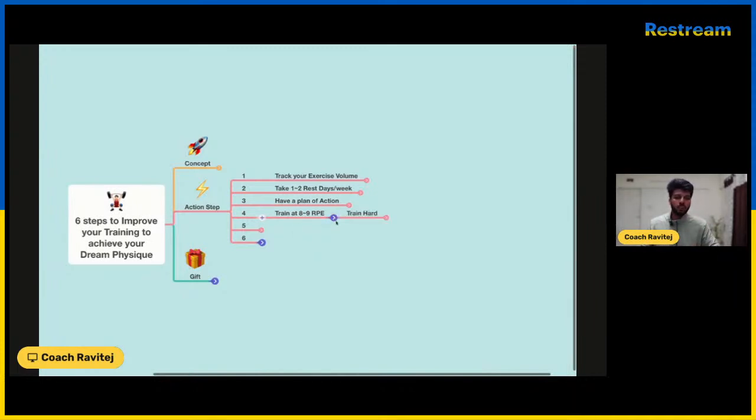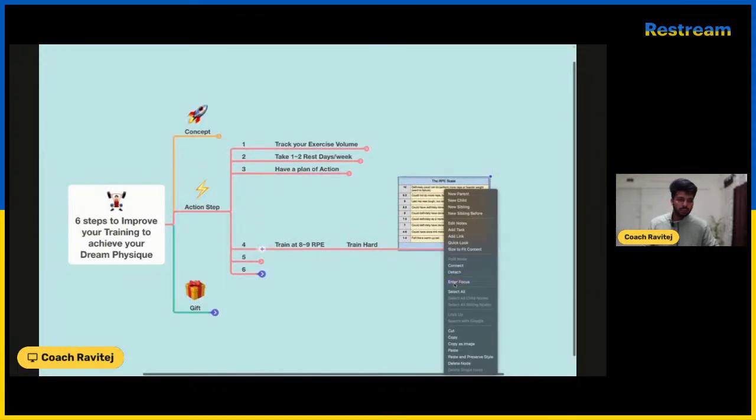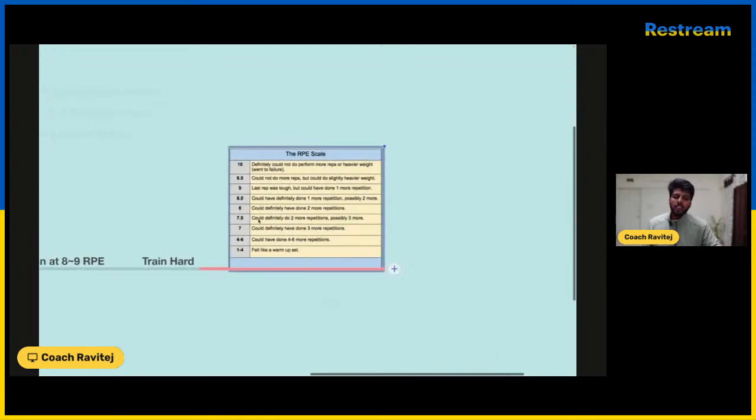So let's go here and look at it in a little more detail. I hope you can see this. You can see here from 1 to 4 feels like a warm up set. It's not a big deal. It's a very light set which you're doing. At 4 to 6, you could have done 4 to 6 more repetitions. However many repetitions you did, you can do 4 to 6 more. At 7, you could definitely have done 3 more repetitions. Still in the tank there are 3 more reps, definitely. At 7.5 you could do 2 to 3 more repetitions.